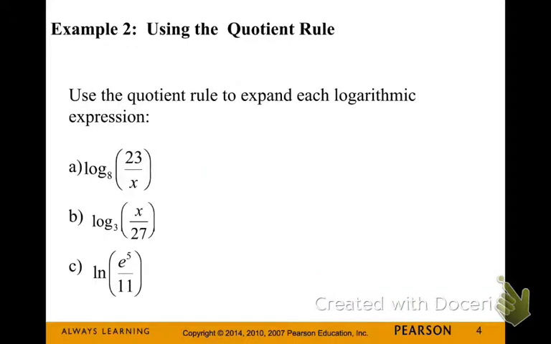Let's try the quotient rule now. Notice that we have 23 divided by x inside the logarithm. Remember that division is going to become subtraction. So this will be the same thing as expanding to log base 8 of 23 minus log base 8 of x. Pause the video here and try these next two on your own.